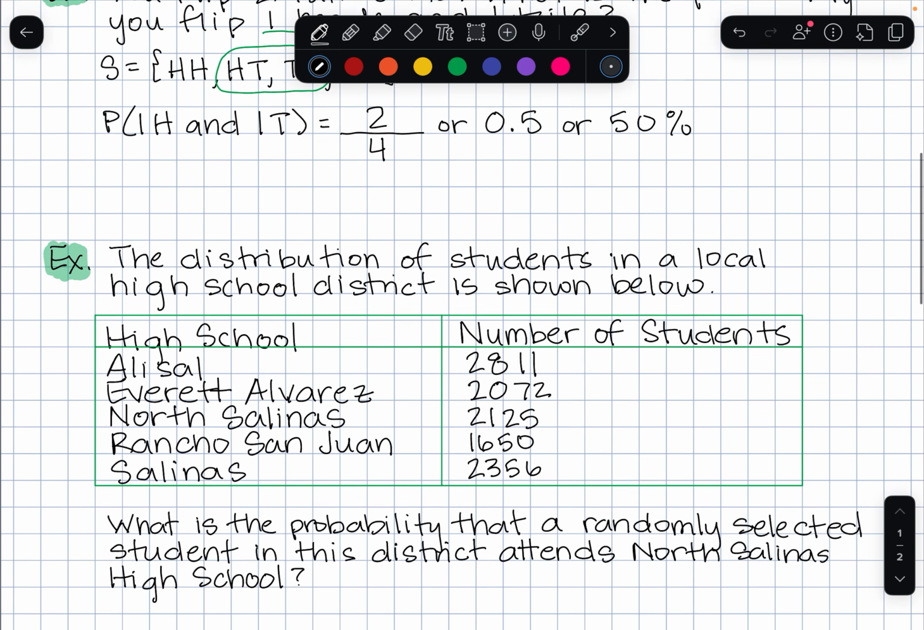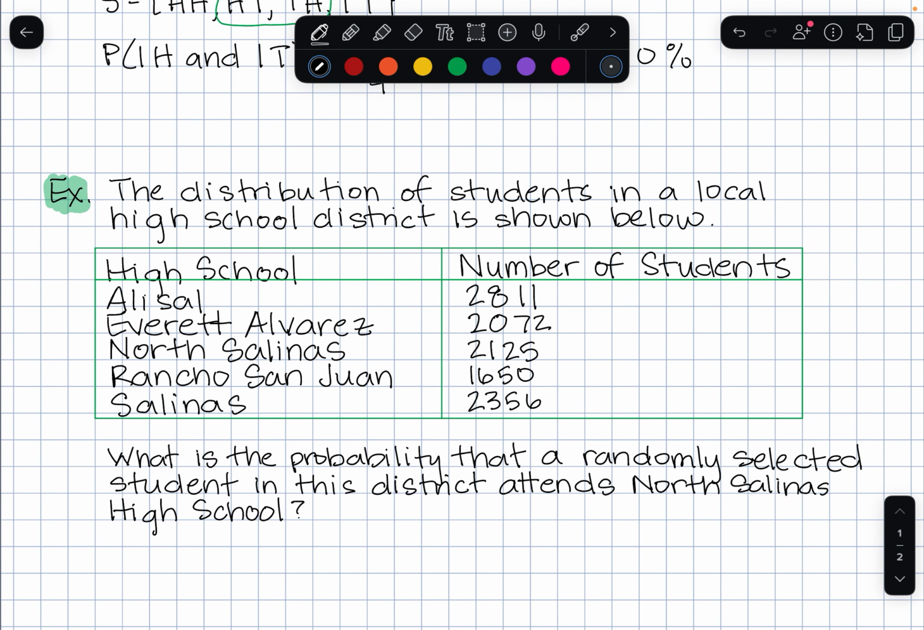All right, let's go ahead and try one more example. So this one says the distribution of students in a local high school district is shown below. What is the probability that a randomly selected student in this district attends North Salinas High School? So they've given me a frequency table, high school, and the number of students, which I know is code word for frequency. And they've identified North Salinas High School. So I'm going to come to my table. I'm going to circle my North Salinas High School row. That's this row here. So I know that the number of ways I can get a North Salinas High School student is 2,125.